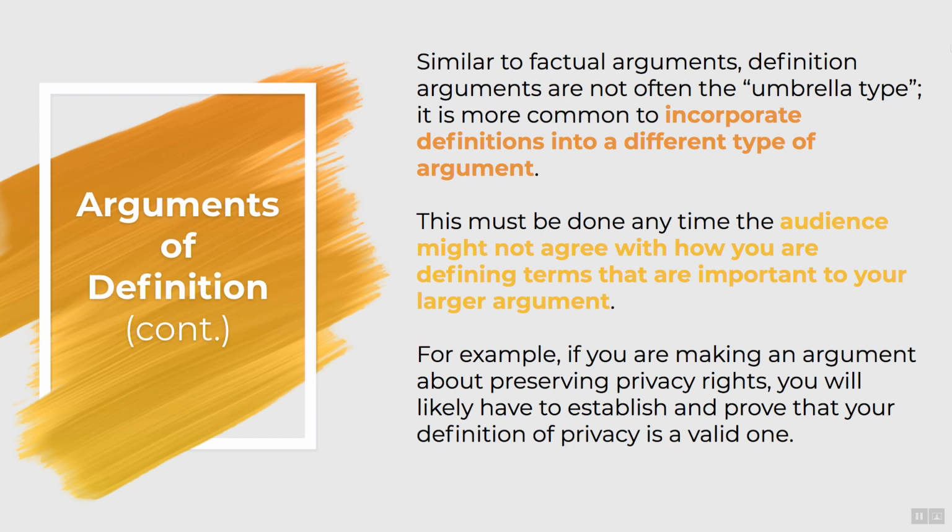Here's an example. If you're making an argument about preserving privacy rights, you will likely have to establish and prove that your definition of privacy is a valid one. Do not assume that your audience will automatically agree with the definition that you have come up with. If there's any doubt, then spend a little time defining the term and establishing this as your working definition in order to at least have the audience understand what you mean by the term as they read the rest of your argument.